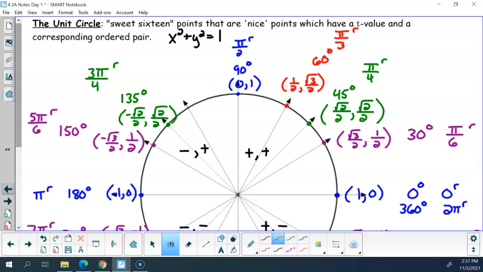Three more on the tail end. Next one's there. Negative 1/2, positive square root of 3/2. Degrees or radians? Two pi/3 is the radians. 120 degrees is the degrees.